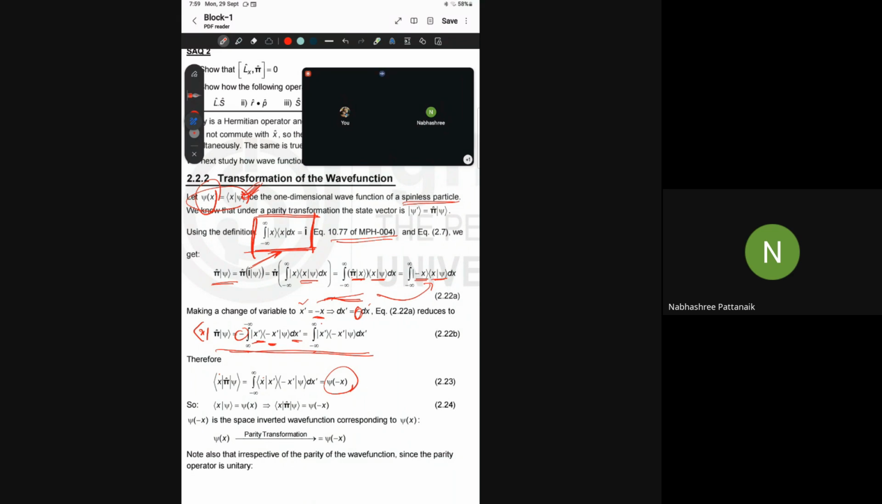So what exactly are we getting? <x|Pi|psi> is equal to psi of minus x. Psi of minus x is the space inverted wave function. Just as x goes to minus x, psi of minus x is the space inverted version of psi of x. So if we apply the parity transformation to psi of x, it will go to psi of minus x.